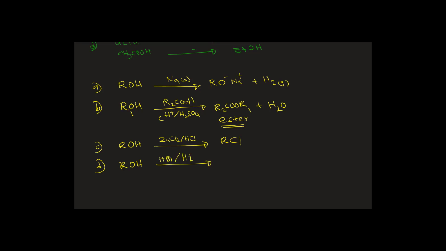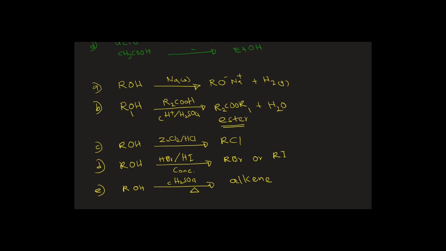The last one is that alcohols will react with strong acids like HBr, HI, whatever you're using, and you will get the alkyl halide. It has to be concentrated, and you need vigorous conditions. It's not a very common one that we react strong acids with alcohols to make alkyl halides. There are better ways to do it, right?